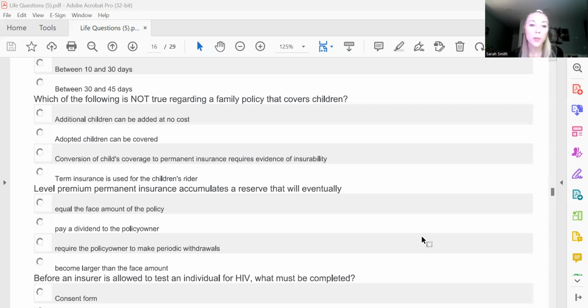Level premium permanent insurance accumulates a reserve that will eventually... level premium permanent insurance, which we know anytime we see the word level, a light bulb should go off in our head to indicate that we're talking about a whole life policy. And this is going to be equal to the face amount of the policy.